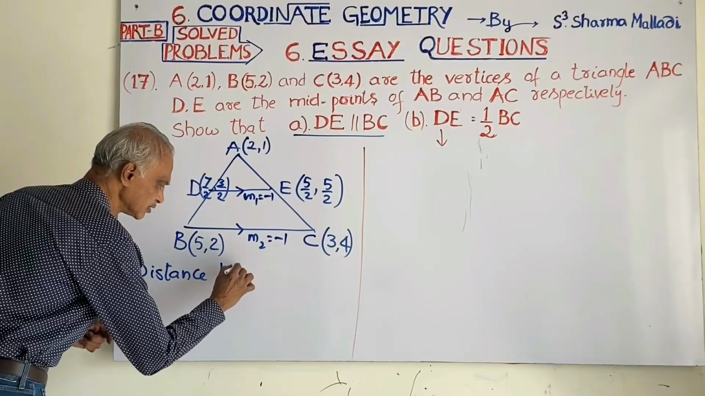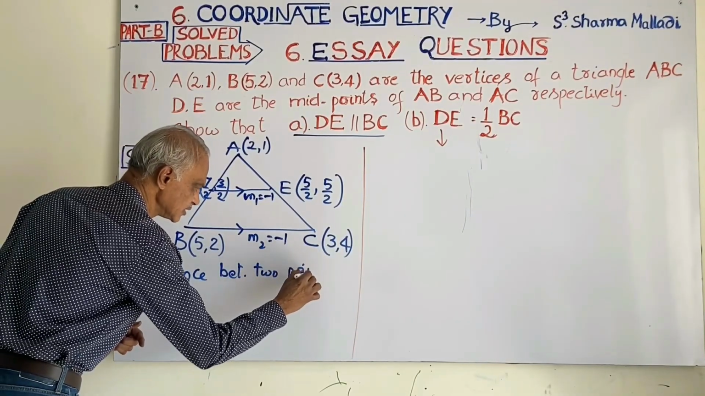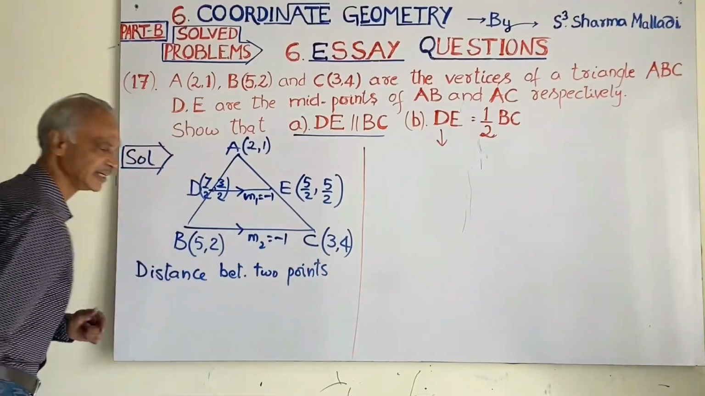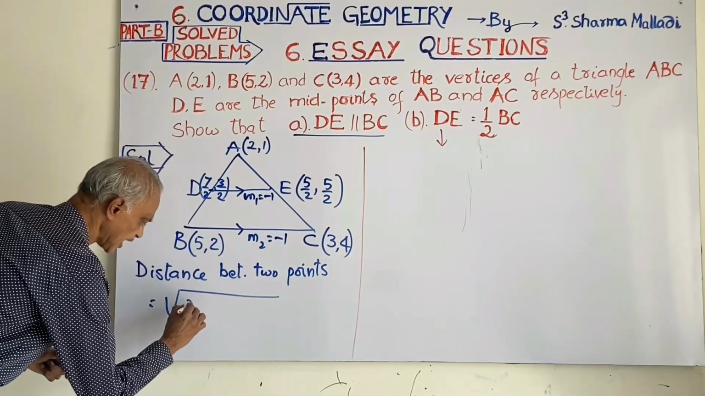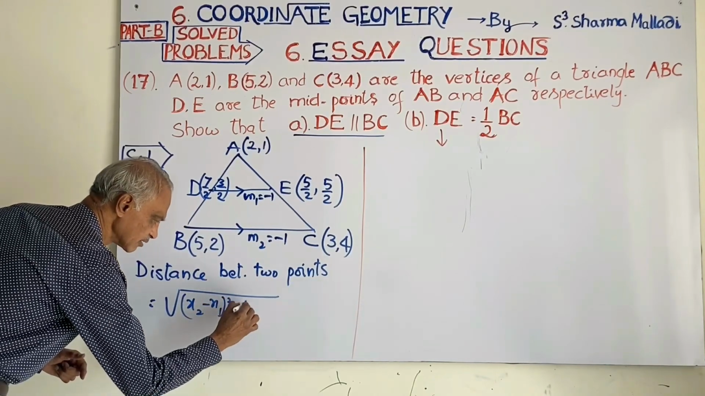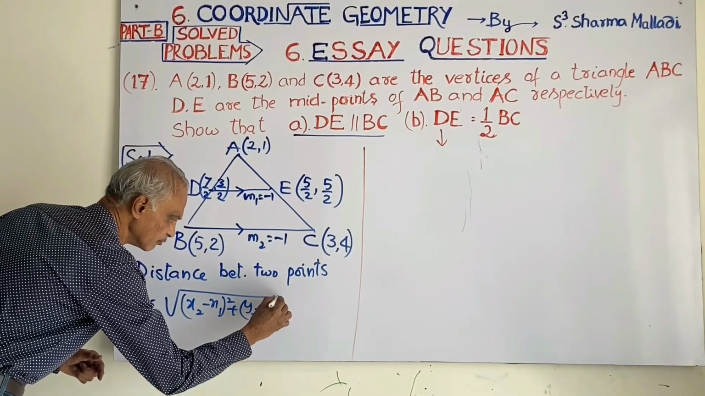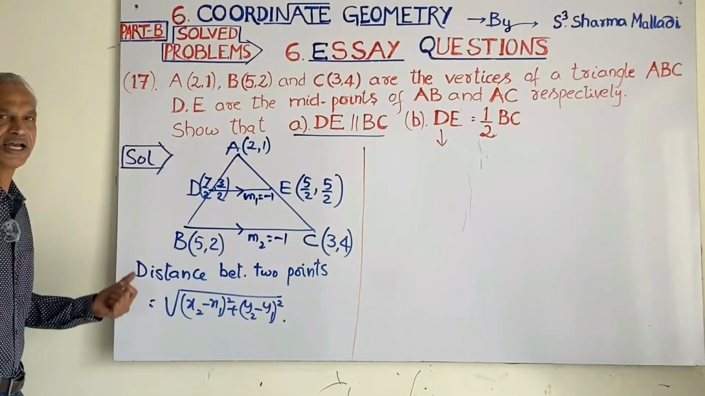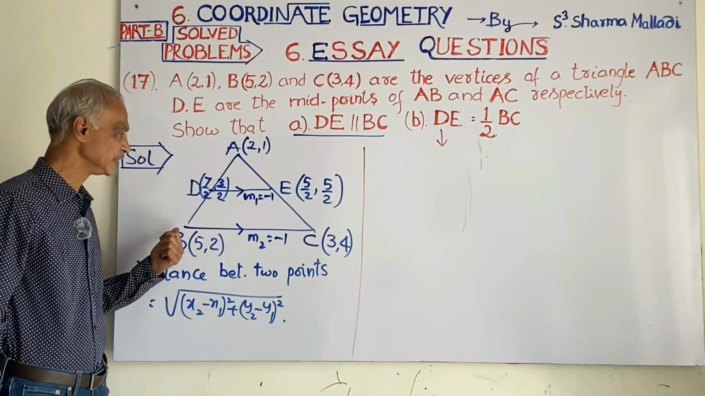Distance between 2 points. What are the points? x1, y1 and x2, y2. What is the formula we have? Square root of x2 minus x1 whole square plus y2 minus y1 whole square. We have to use this formula and find the distance between D and E and also B and C.